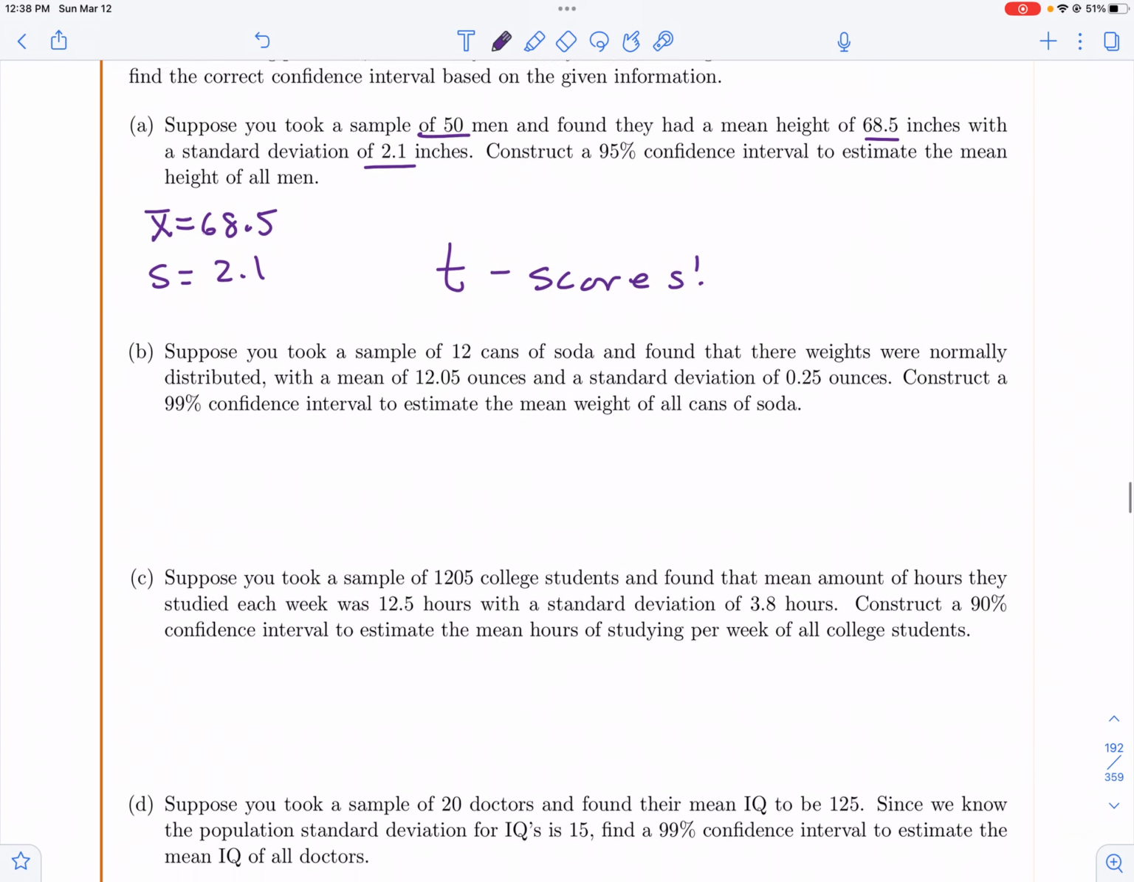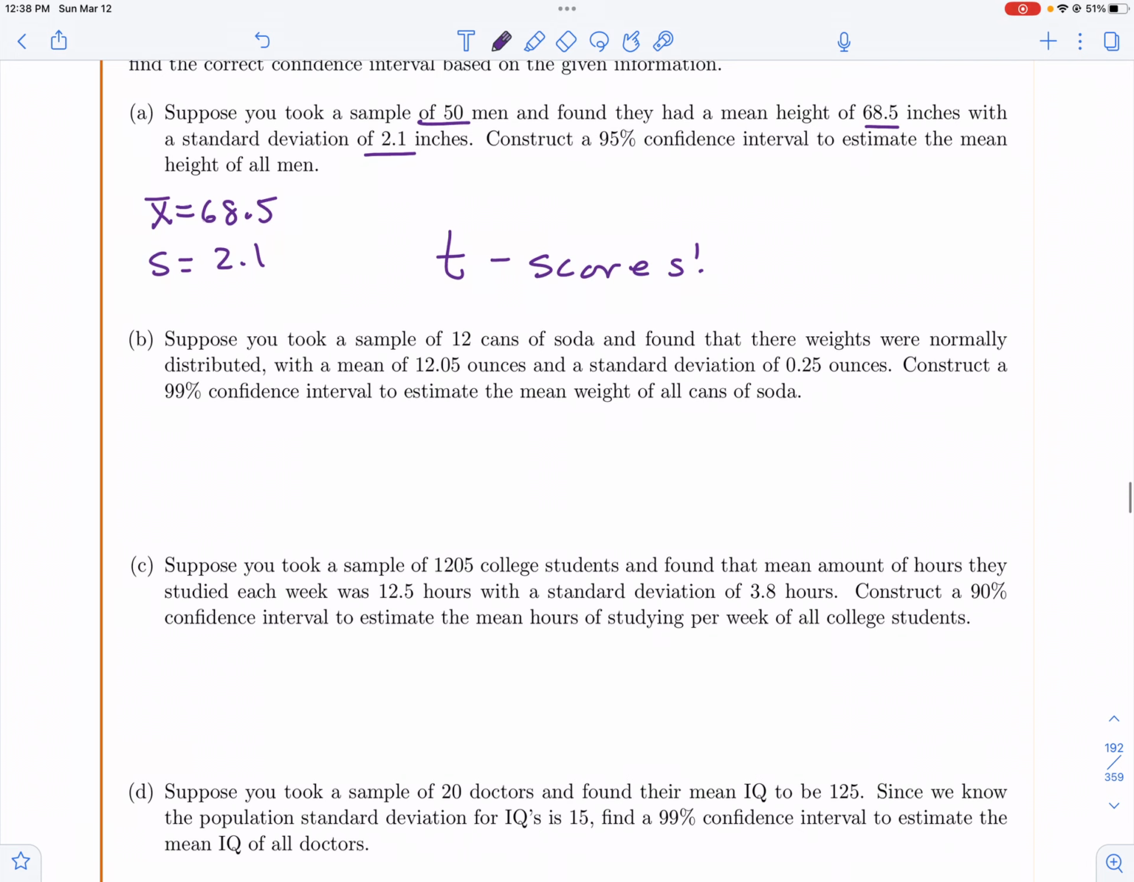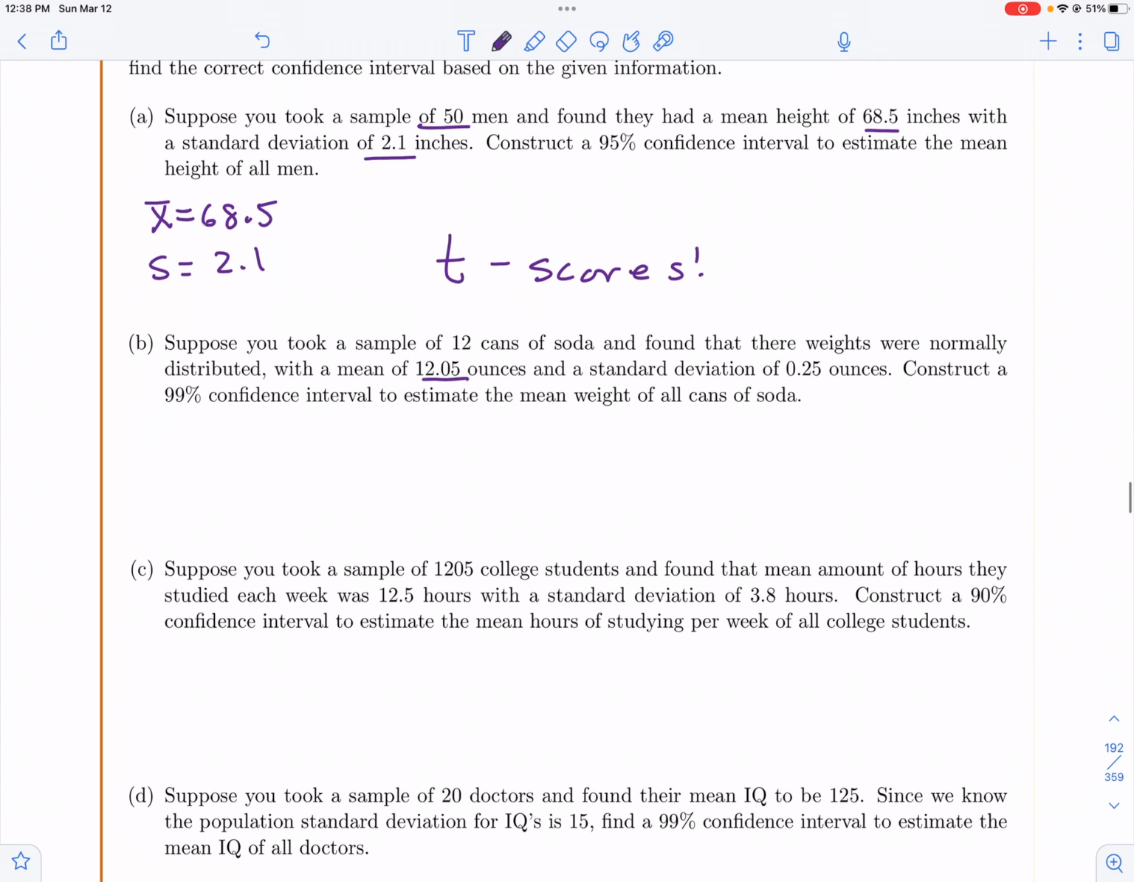For B, suppose we took a sample of 12 cans of soda, found that their weights were normally distributed with a mean of 12.05 and a standard deviation of 0.25. Construct a confidence interval. Again, the fact that the standard deviation was produced from that sample of 12 cans of soda tells us that this is our sample mean of 12.05 and a sample standard deviation of 0.25. So again, this one's going to be a t-score or t-interval.